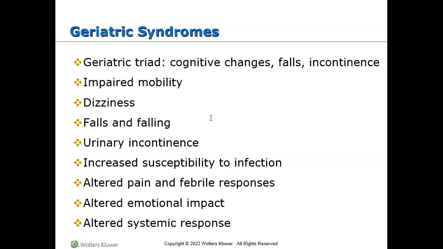And then here's some different geriatric syndromes. I'm just pausing. We've already talked about all of these, I feel like. Increased susceptibility to infection. We didn't really talk about that. Altered pain and febrile responses. We did talk about that in class, where I said, why do you think an older adult female comes into the emergency room with altered mental status? And it's due to a urinary tract infection.